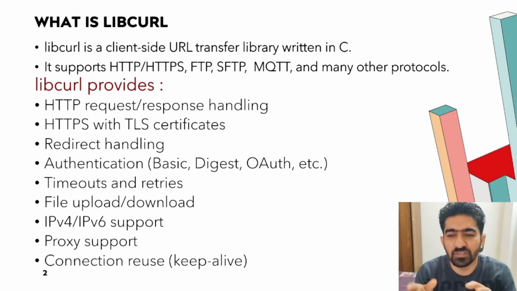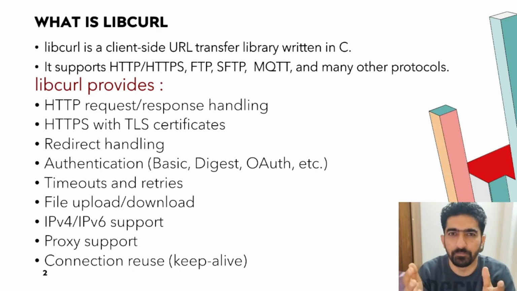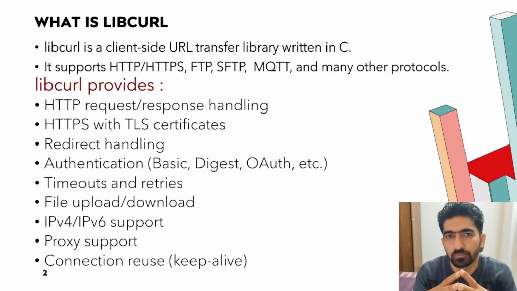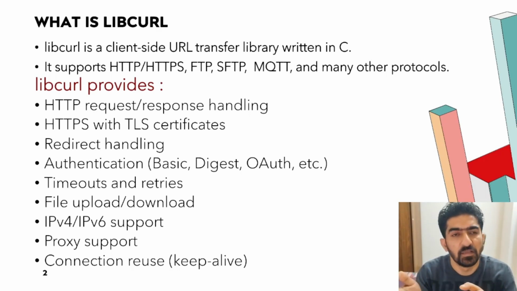We can use authentication methods as well. There are APIs and internal functions that will handle the authentication. Then, for example, timeouts and retries. In case of a firmware download, if the connection got lost due to some network connectivity issue, then we need to retry a few times to get that data again. In that case, libcurl can help us.